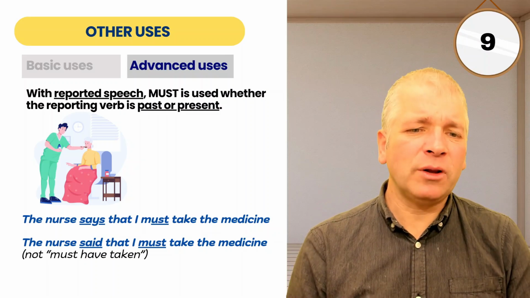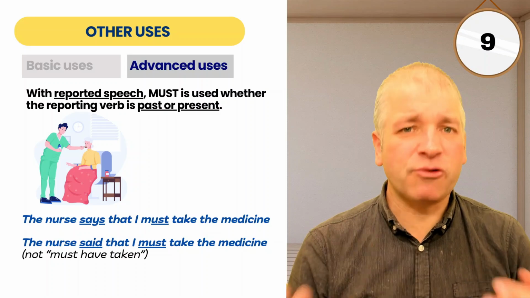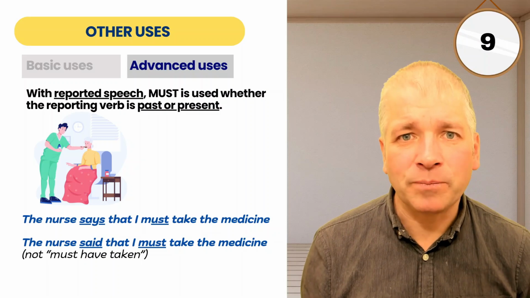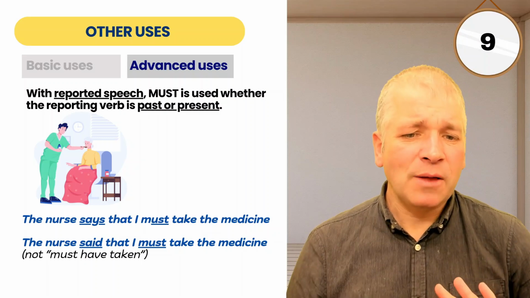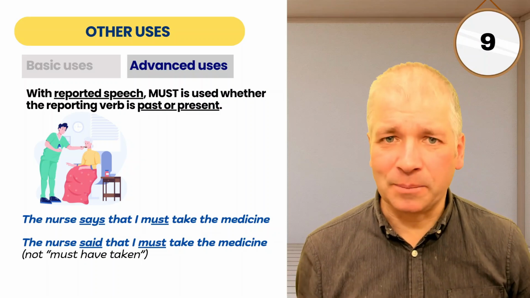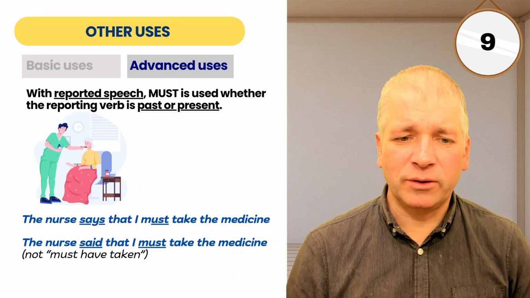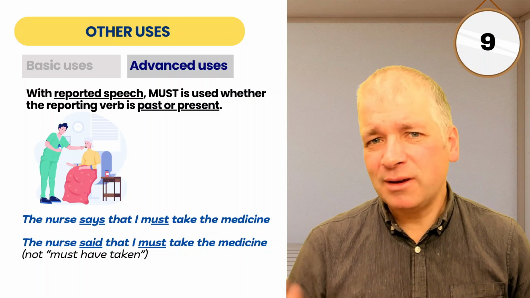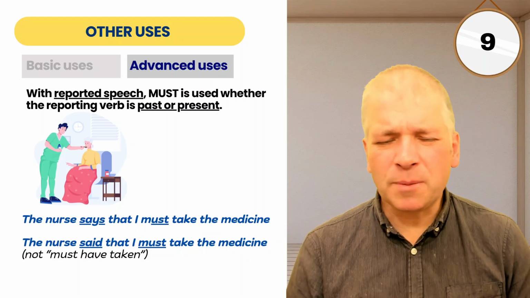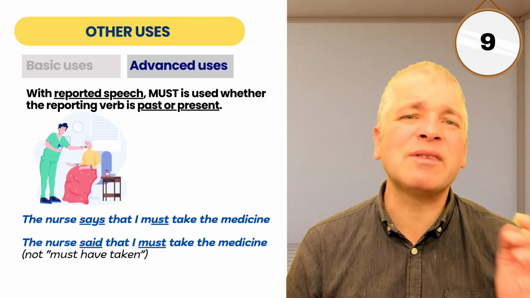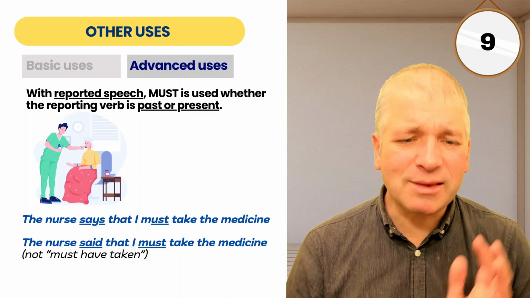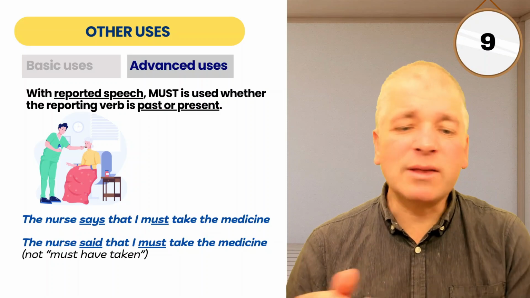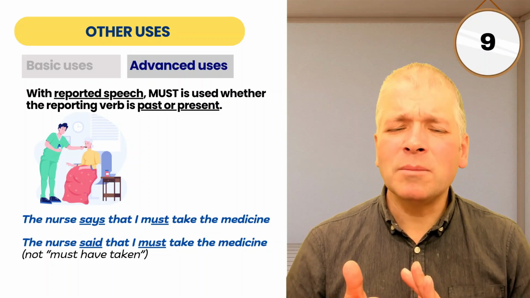So let's imagine that a nurse gives you some instructions and now you're telling someone else what those instructions were. The nurse says that I must take the medicine. This is in the present. The nurse says, what do we use with must? It stays must. But what about if we change says to said? The nurse said that I must take the medicine. We still use must, not must have taken.